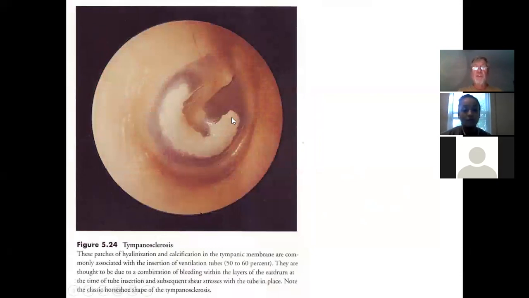Tympano sclerosis almost looks like a gross-looking grub on the guy's ear canal, but it isn't. It's just calcification of the eardrum due to repeated infections. It's just kind of a corroded area of the drum. Doesn't mean the person is unhealthy, but it's just called tympano sclerosis, or kind of scar tissue on the eardrum itself.